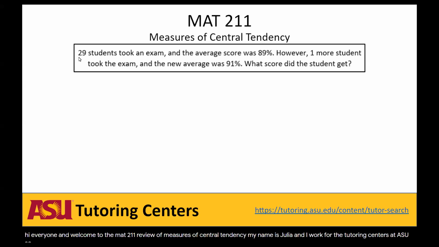So 29 students took an exam, and the average score was 89%. However, one more student took the exam, and the new average was 91%. What score did the new student get?